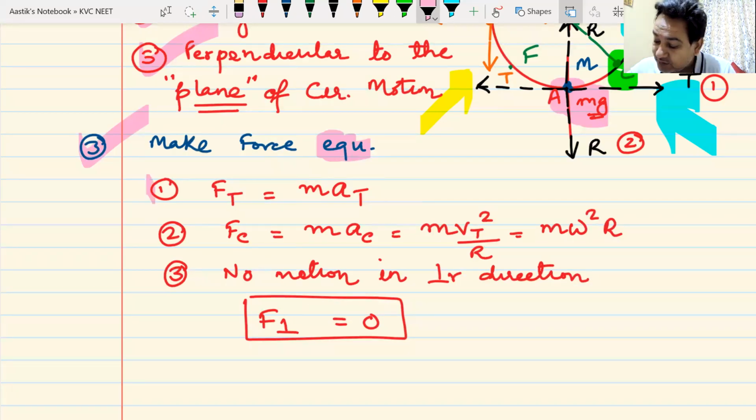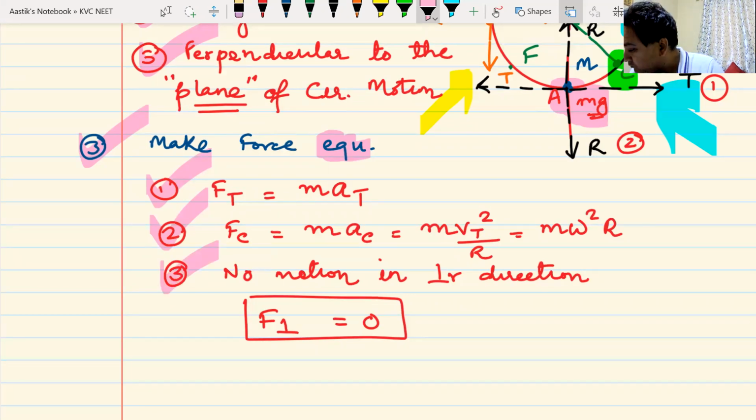The first equation is along the tangential direction: force along tangential is equal to MAT. The second equation is centripetal force is equal to MAC. The third direction, if you ever have to make it, there is no motion in the perpendicular direction, therefore whatever the force is, it equals 0.